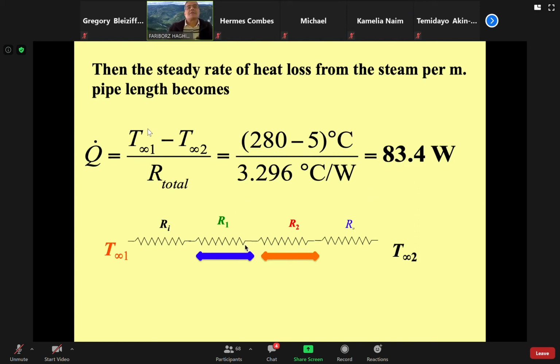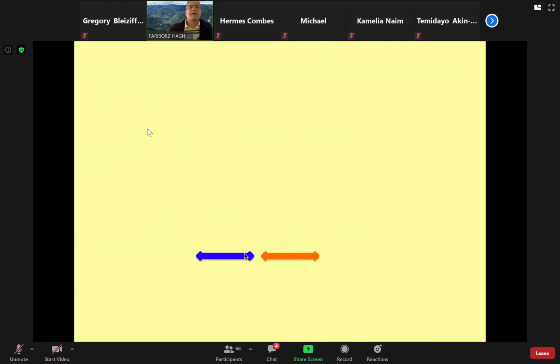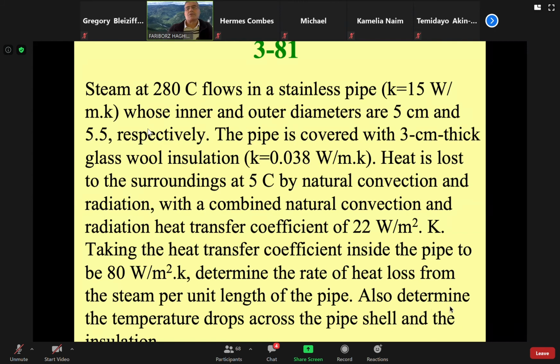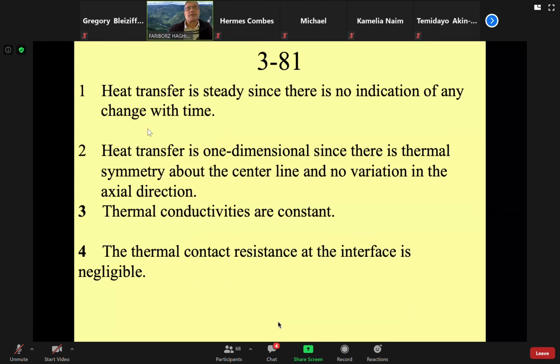Now, the second part of the question is asking what is the temperature across the wall of the pipe. What is this temperature difference? It's not asking you to find the temperature here or here. Go back. He's asking you also to calculate the temperature drop across the pipe shell and insulation. He's asking you to calculate those two temperature drops, okay?